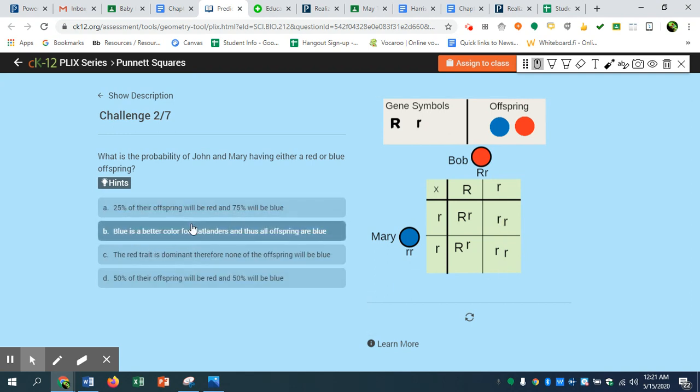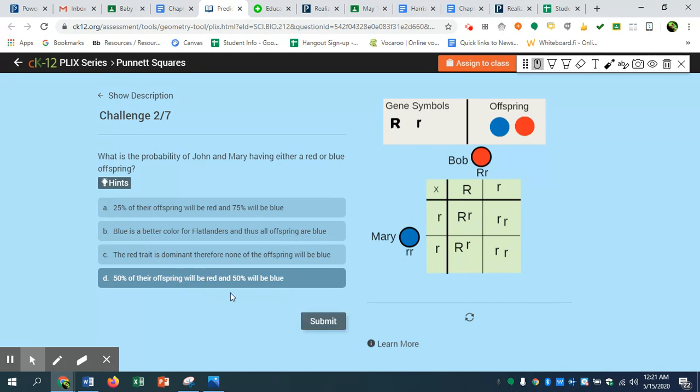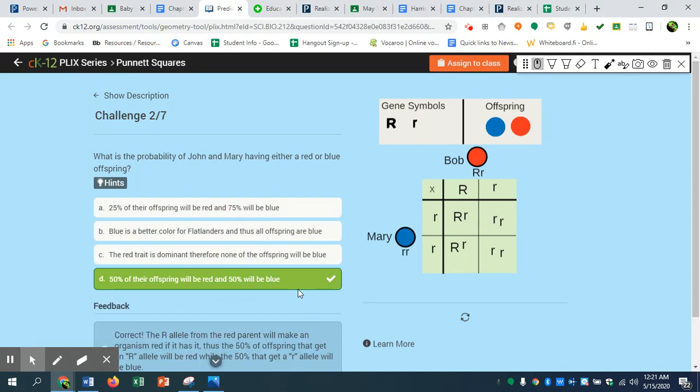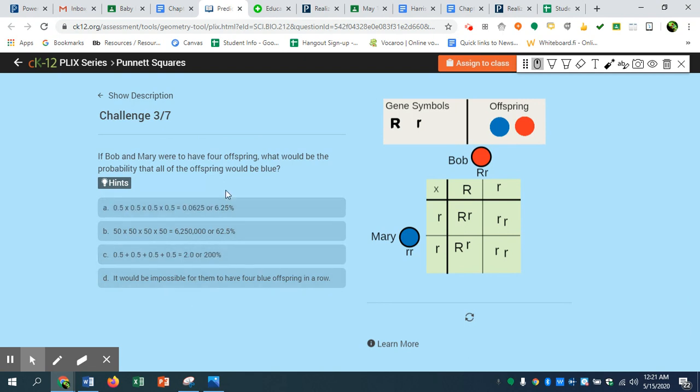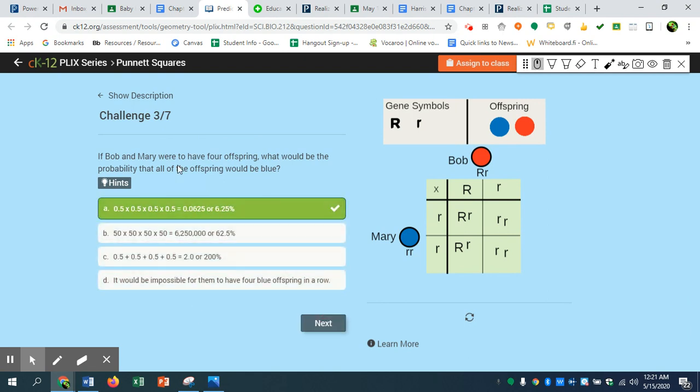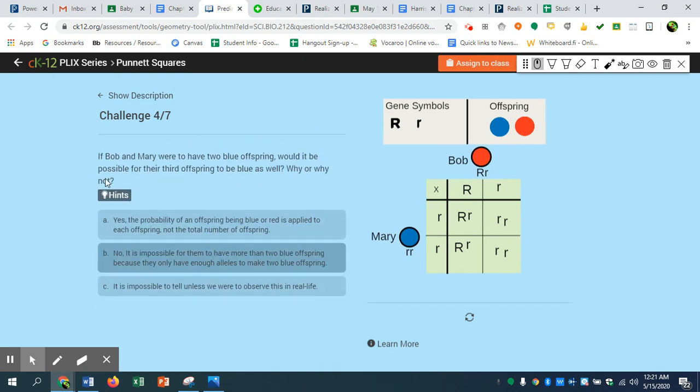So 50-50. Let's see. Are we right? Bing. Yes, we are. Punnett square doesn't lie. All right. I don't like this question with this percentage. You don't have to know that. All right. Look, now I wrote Bob.